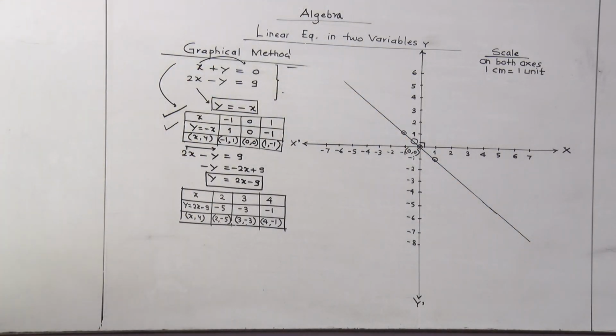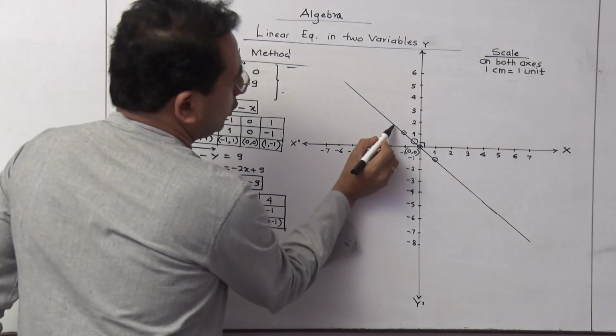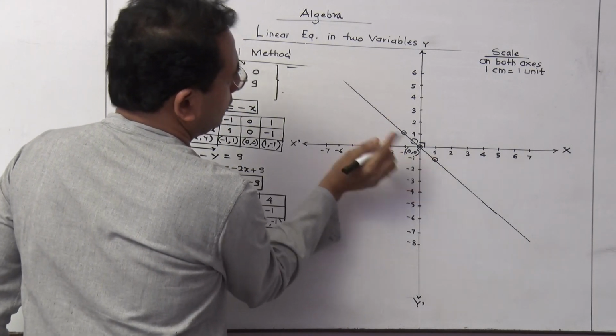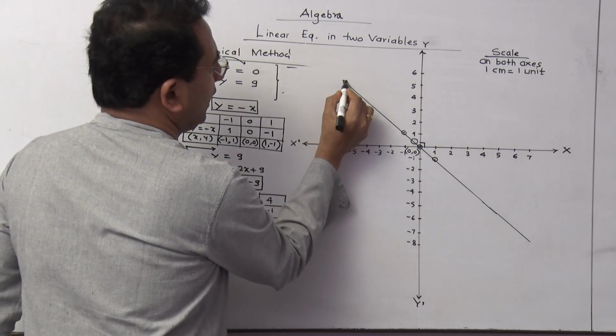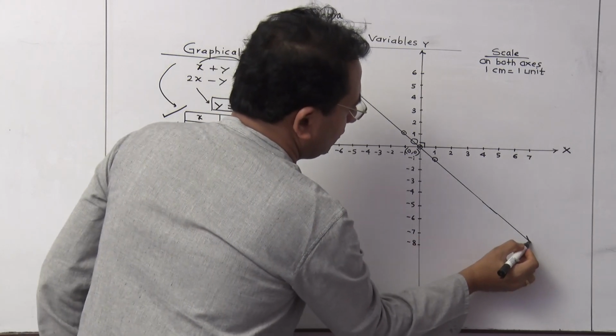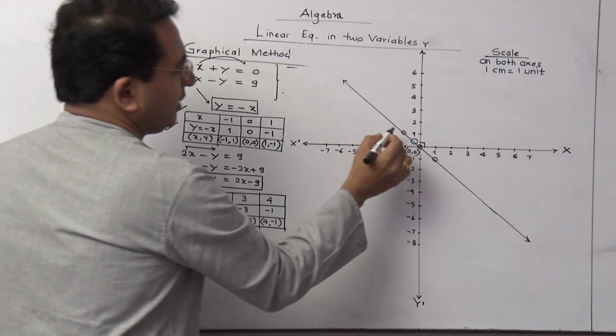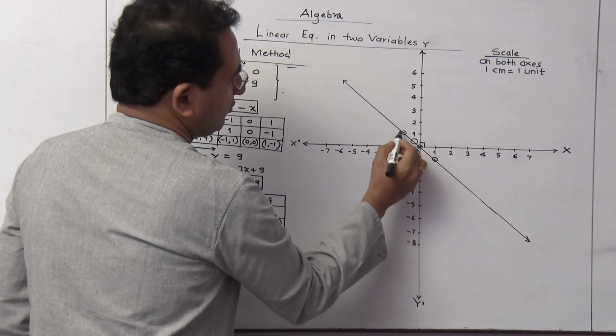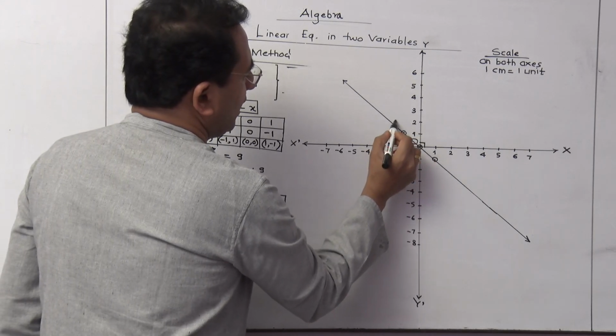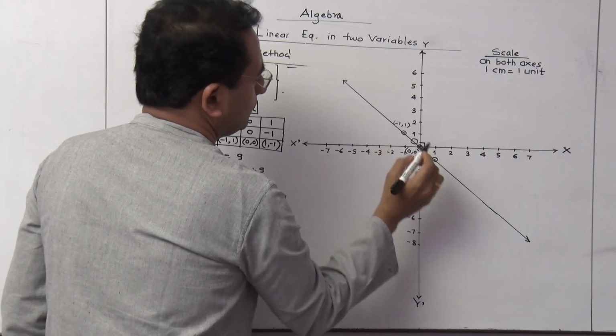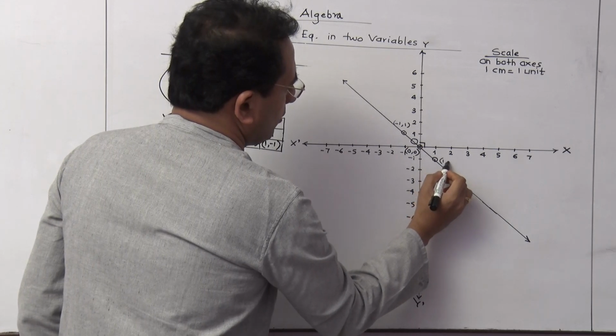Now purposely I am telling you this. Many students draw the line only of this much length. What you do is, draw the line of maximum length. Now name the points. Already 0, 0 is there. These coordinates are -1, 1. And this one is 1, -1.